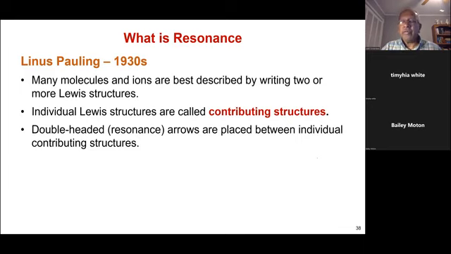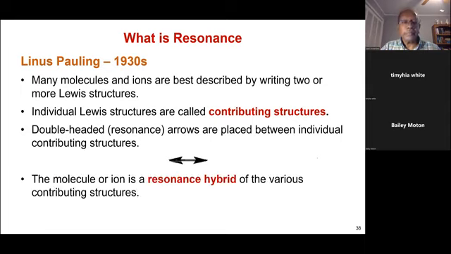Double-headed arrow. Remember, I moved the electrons around between individual atoms to produce contributing structures. The double-sided, double-headed arrow is used to show resonance. The molecule or ion is a resonance hybrid of various contributing structures.